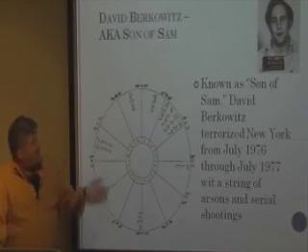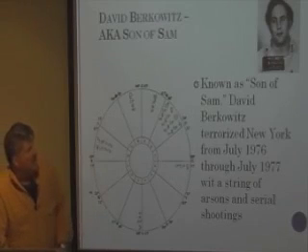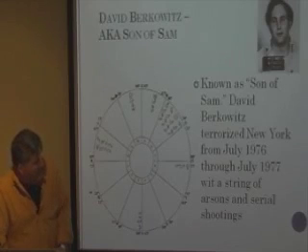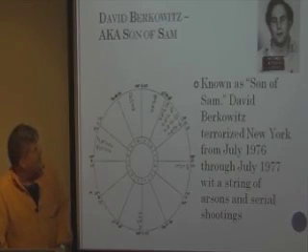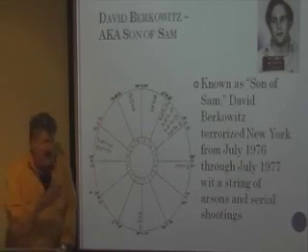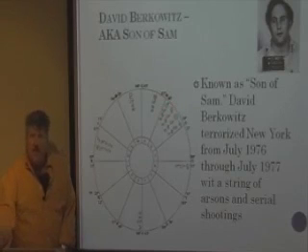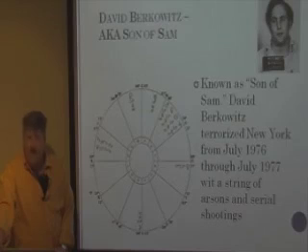But let's look here. This guy was known as Son of Sam. David Berkowitz terrorized New York from July 1976 through July 1977 with a string, add an H in your mind, with a string of arsons and serial shootings. I believe there were close to 3,000 arsons. Wow. Mercury, Mars, conjunct. He was aggressive. And here we're talking about aggressive talking, and it was really aggressive action. Yeah, he owned a lighter.